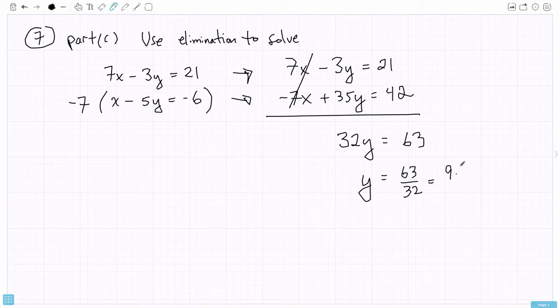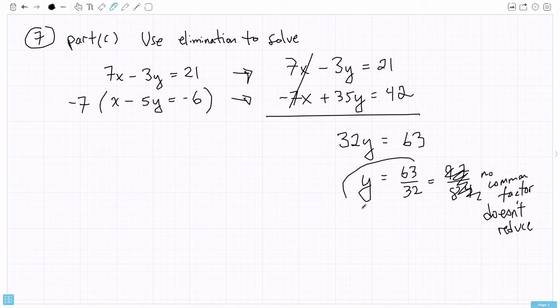Now what I'm doing here is looking to see if there's any common factors, anything I can cancel with 63 over 32. And I see that 63, that's 9 times 7, 32, that's 8 times 4. So I realize, okay, wait a minute, there's no common factor here. It's not going to reduce. None of that really matters. I'm going to leave it as 63 over 32. And I'm going to leave it that way because that's the exact value.